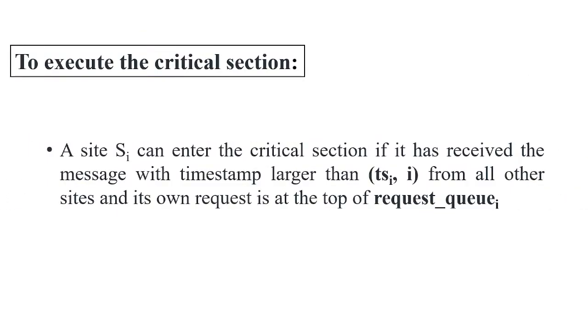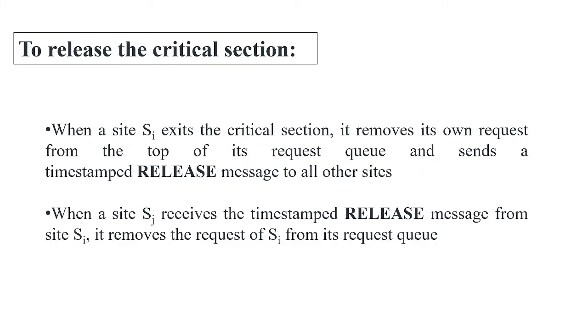To execute the critical section, a site Si can enter the critical section if it has received a message with a timestamp larger than (TS, i) from all other sites and its own request is at the top of the request queue.